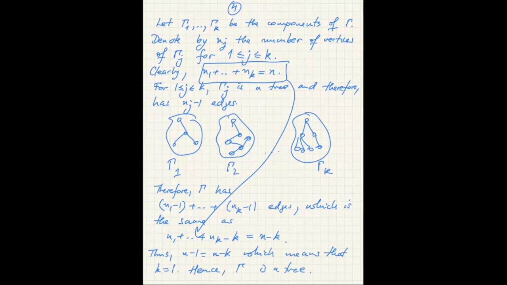All right, so for the last one, let's do the equivalence between 1 and 4. So let's assume that gamma is a tree. Then let x not equal to y be two vertices in the vertex set V. So let's say gamma has vertex set V and edge set E.